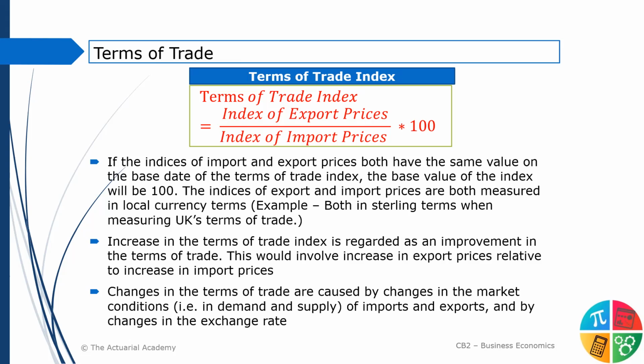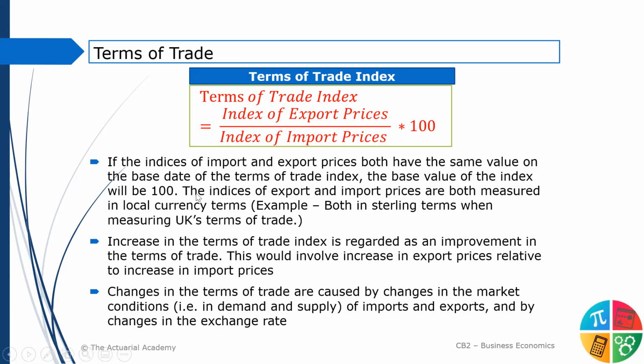Assume crude prices are constant, and all the agricultural prices increase. So India would benefit from this, as the index of export prices has increased and the index of import prices is more or less constant. If the indices have the same values, then the base value of the index is 100.